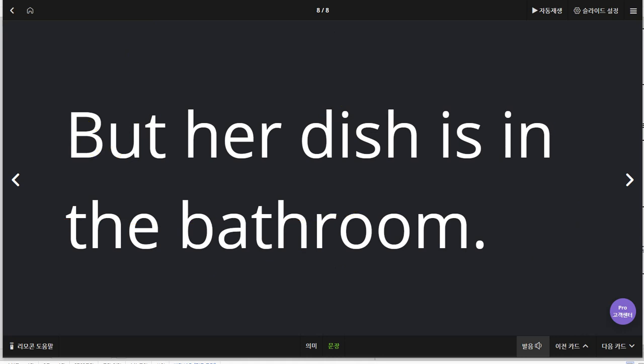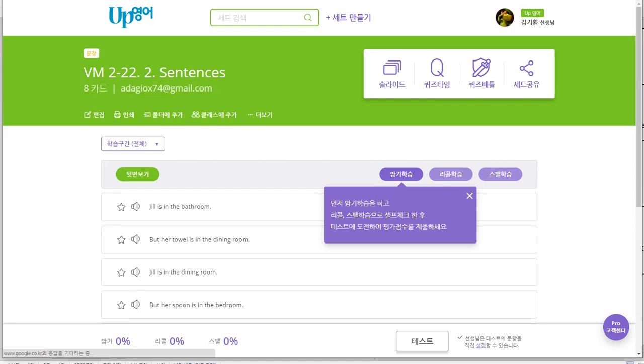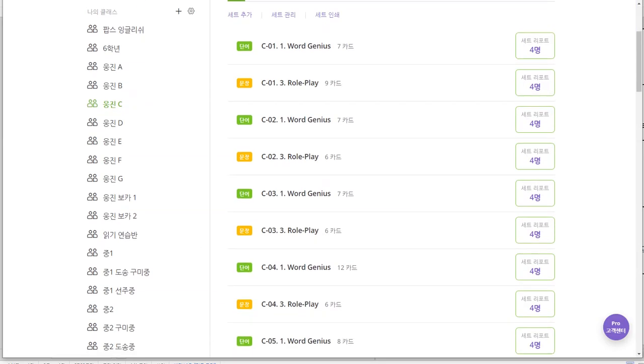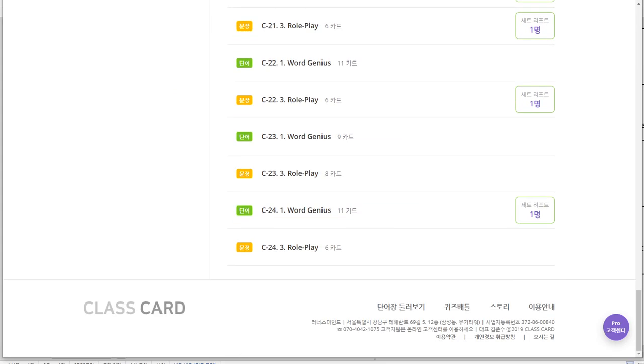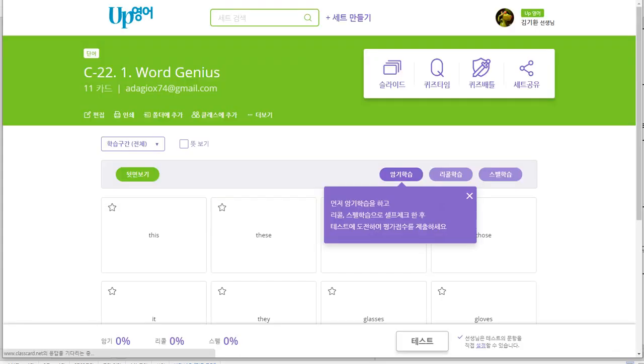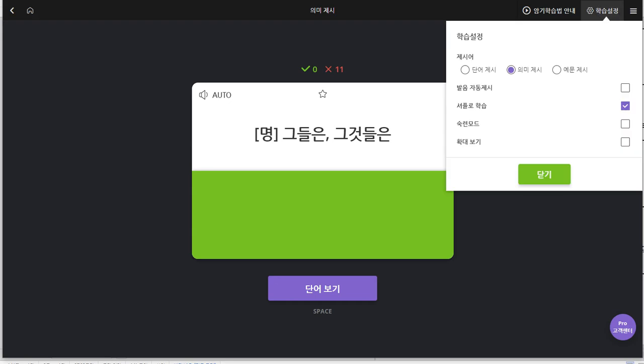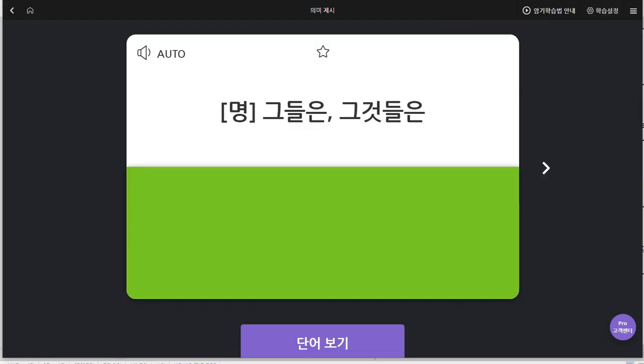접시가 도대체 화장실에 왜 있는 걸까? But her dish is in the bathroom. TV 엉망진창이네요. 선생님 지금 그렇지 않습니다. 어떡하죠? 자, 그 다음에 22 단어가 살펴보겠습니다. 단어가 어려워요.